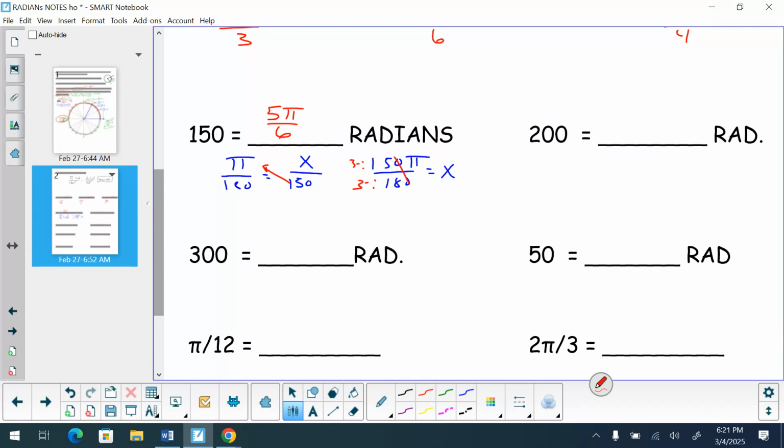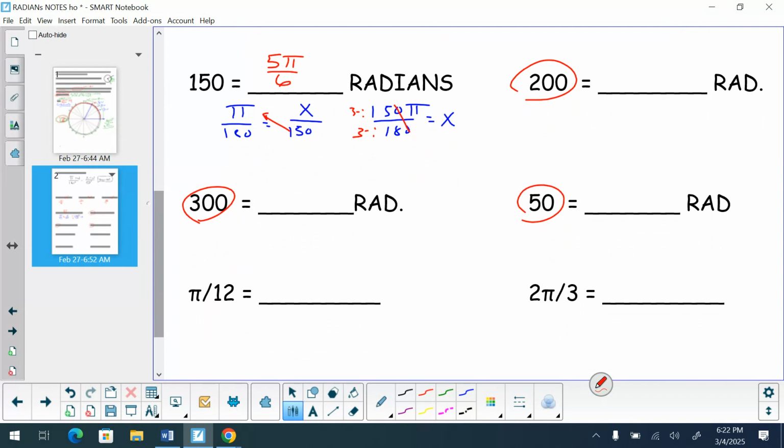Go ahead and do the next 3. Check your answers with somebody around you. 200, 50, 300. Follow the same method. Do those problems and check your answers with somebody around you.